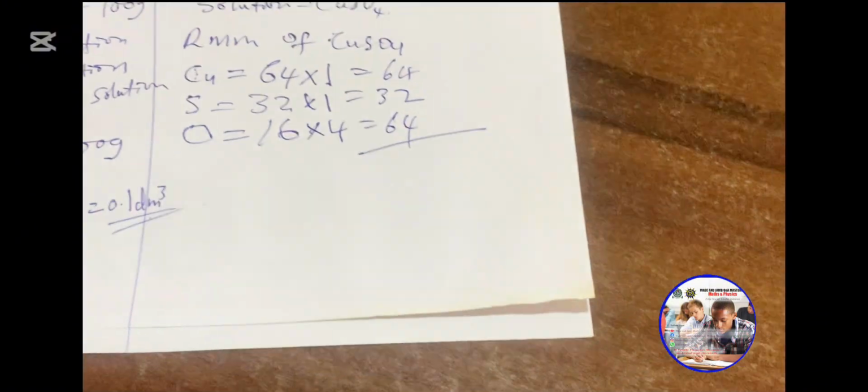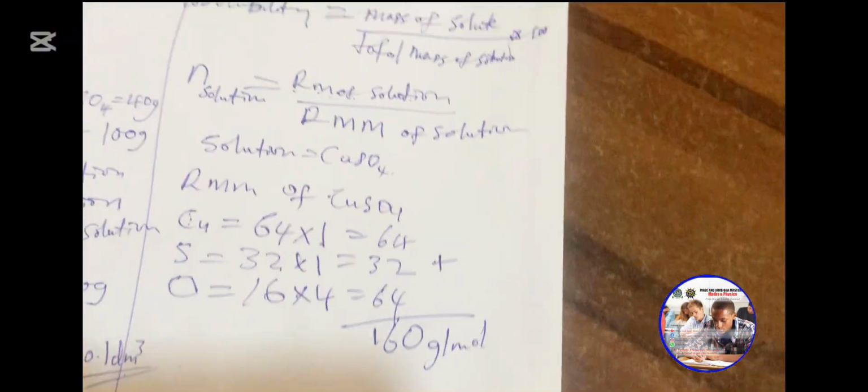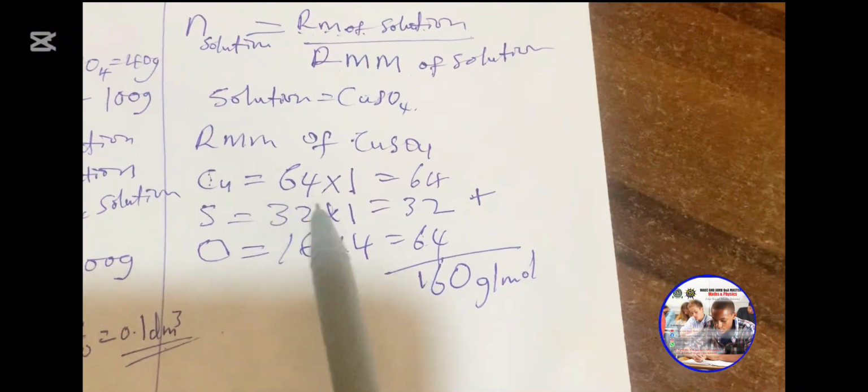So 64 times 1 will give us 64, and 32 times 1 will give us 32, and then 16 times 4 will give us 64. So we are going to add everything together, this plus this plus this. You are going to have 160 gram per mole. So 160 gram per mole becomes our relative molecular mass.